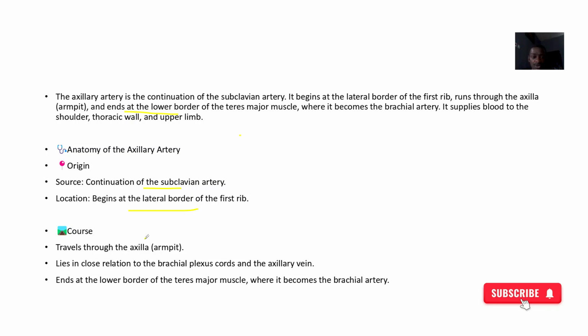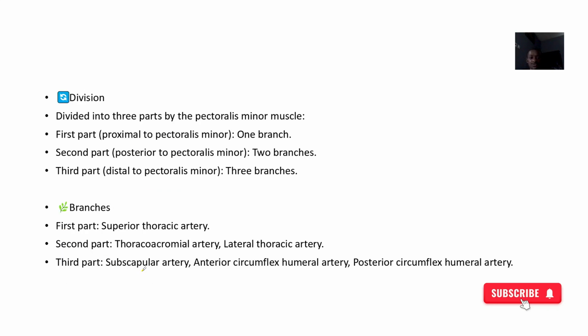Okay, so what's the course? It travels to the axilla, that's the armpit, then it lies in close relation to the brachial plexus cords and the axillary vein. It ends at the lower border of the teres major muscle. At this place, it becomes the brachial artery. Okay, beautiful. So it has 3 parts, just like I was telling you guys.